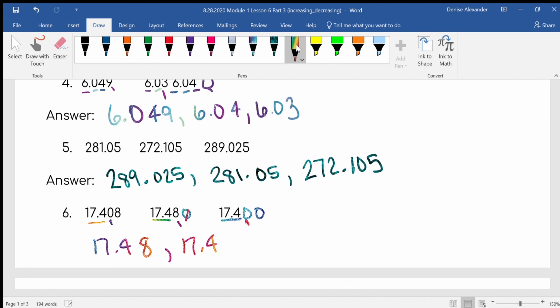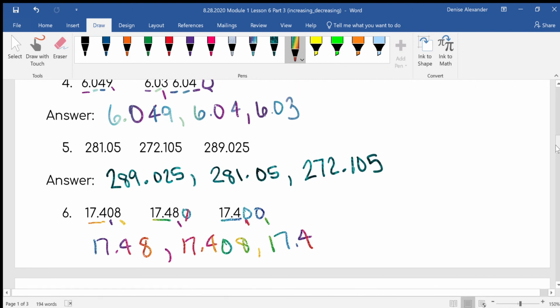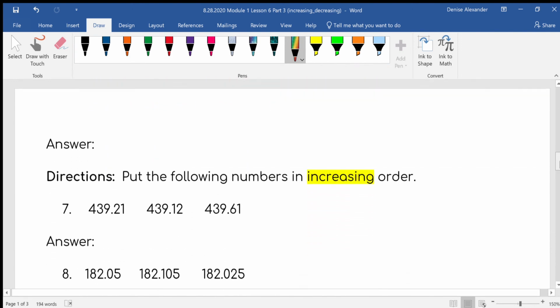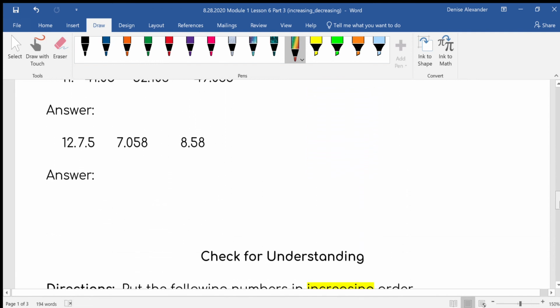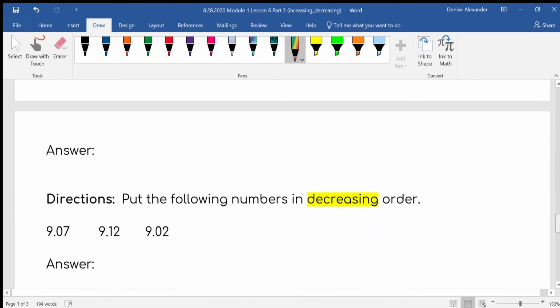So I have a 0 and a 0. So let's see what's bigger. Go to the next one, my thousandths. What's bigger, 8 or 0, you guys? You're right, the 8. So I'm going to put 0, 8, and then write with my 17 and 4 tenths. So here we have this. We've got to pay attention to whether it's asking for increasing or decreasing. So pay attention to that word. And then check out the check for understanding.